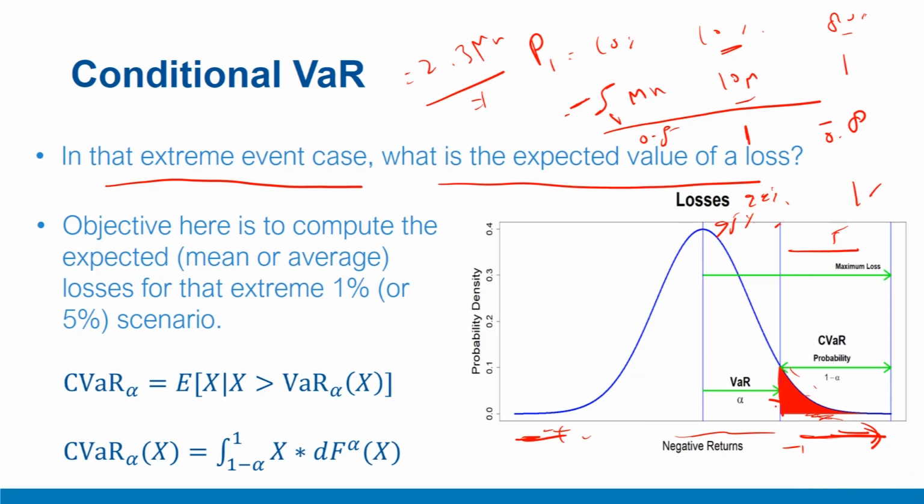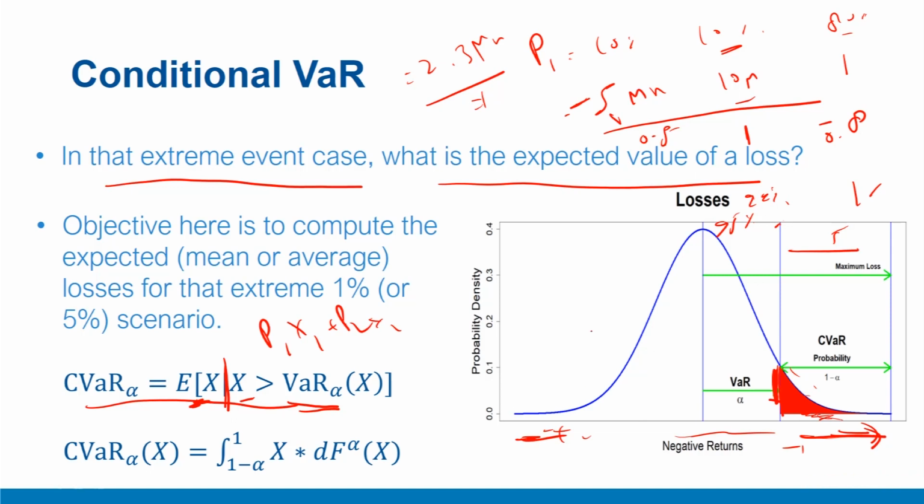So this is why this is conditional VAR, because it is conditional on this VAR level being breached. Conditional on that, what is my expectation of losses? Now this was a rather simple case for discrete events, and therefore it can be represented very simply like this: this is the conditional operator, conditional on x being greater than VAR, that means my VAR level is breached, that is my given condition. What is the expected value of x, which we simply computed as p1 x1 plus p2 x2 and so on.